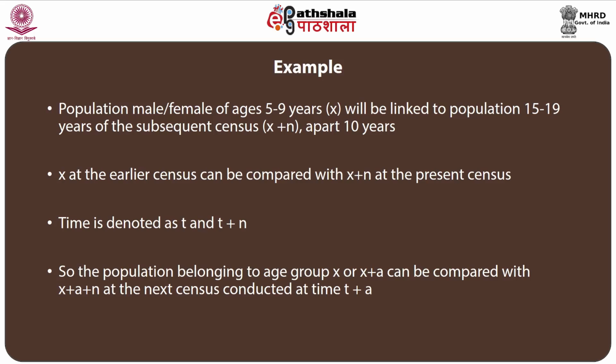Such information, in case available, the population belonging to one age group X and the same population at age X plus N in the second census enumeration time can be compared. So, X at the earlier census can be compared with X plus N of the present census.